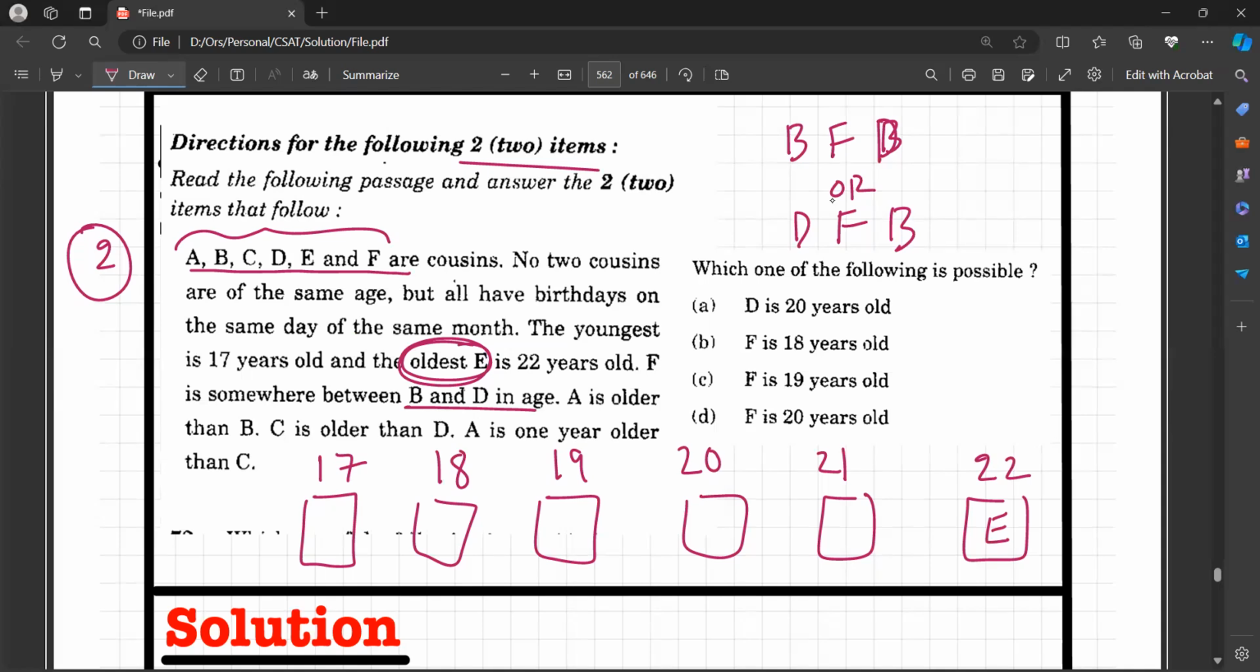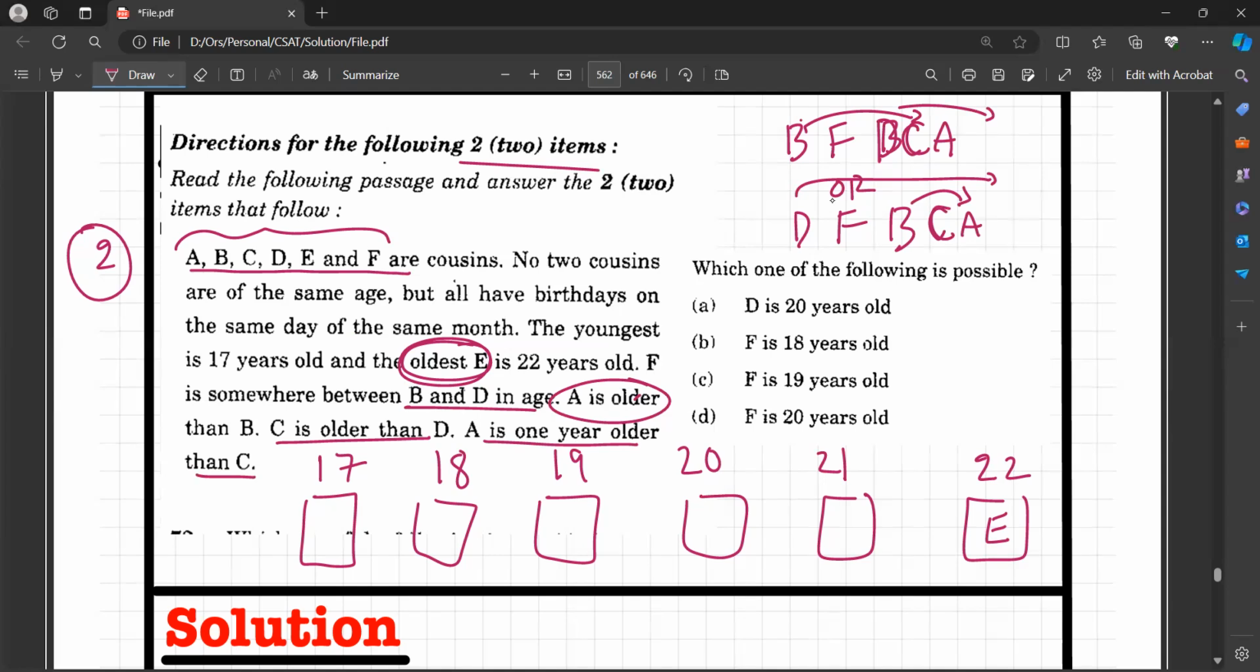Clear? A is older than B. If A is older than B, that means A will come somewhere here. C is older than D. And A is 1 year older than C. C has to come here. And A is 1 year older than C. That means C is less than A, since A is greater. So I hope you have found the sequence.